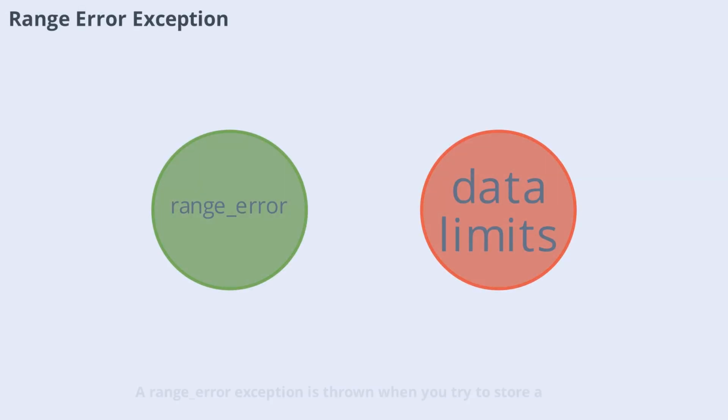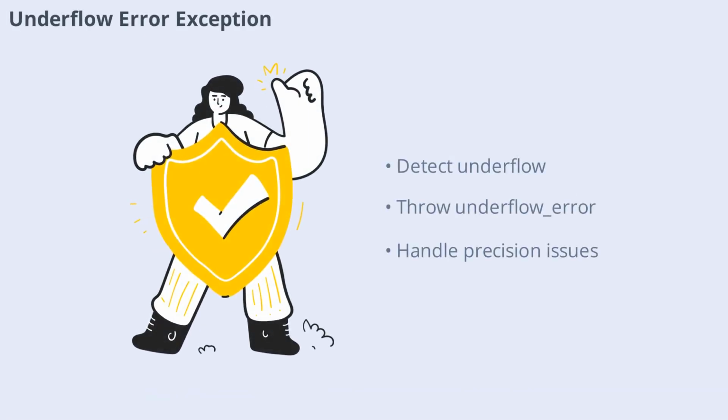A range_error exception is thrown when you try to store a value that is out of the valid range for a data type. This helps you catch and handle errors related to data limits, ensuring your program doesn't produce invalid results. Underflow_error is thrown when a mathematical operation results in a value too small for the data type to represent. Catching this exception allows you to handle precision issues and prevent incorrect calculations in your programs.